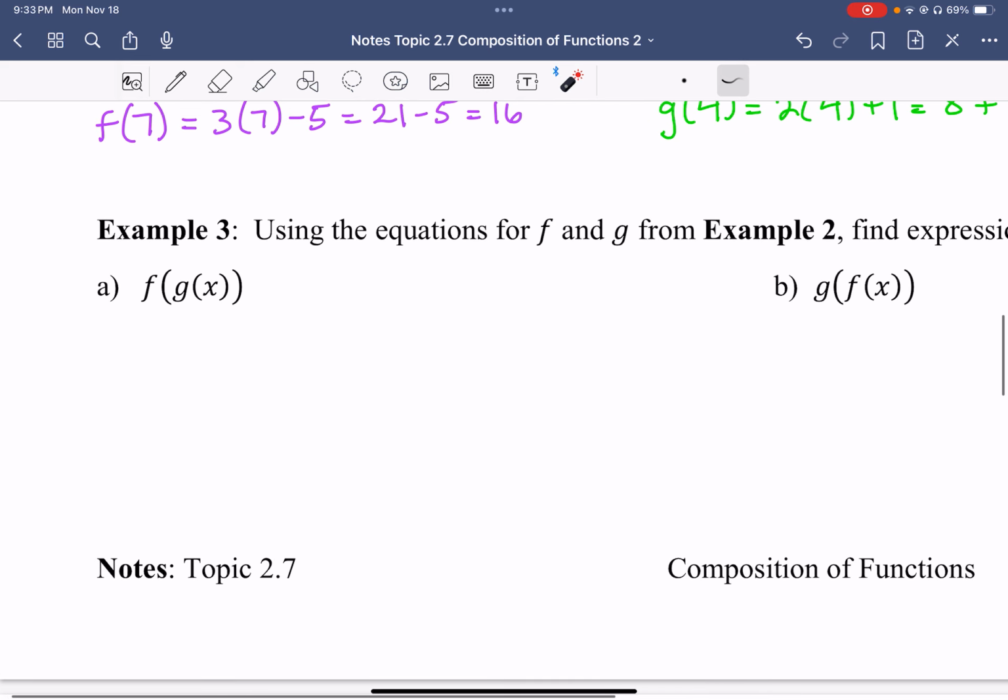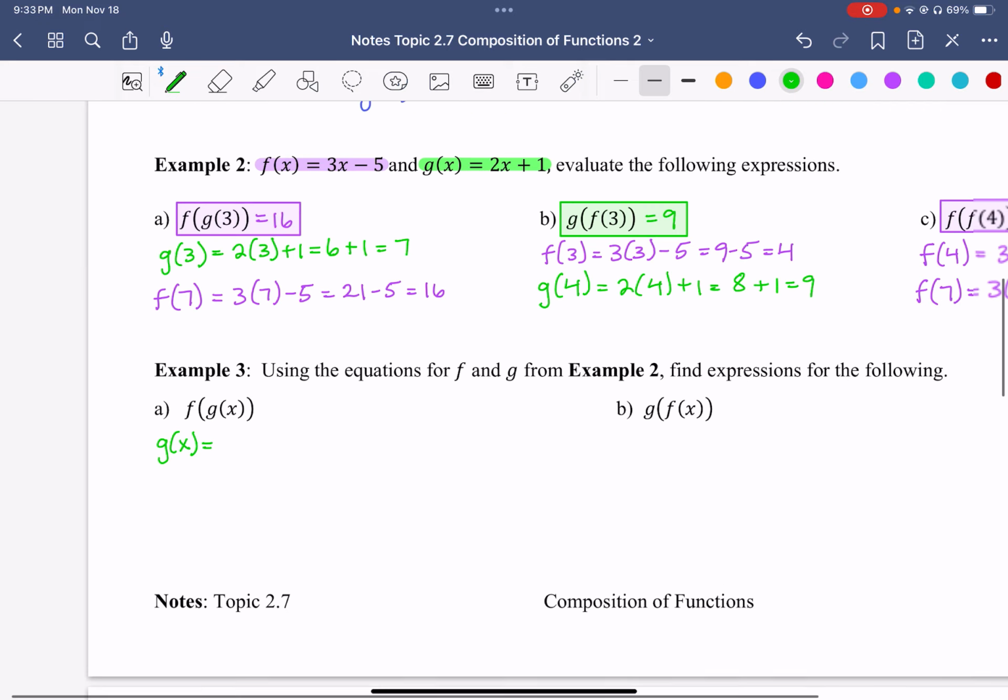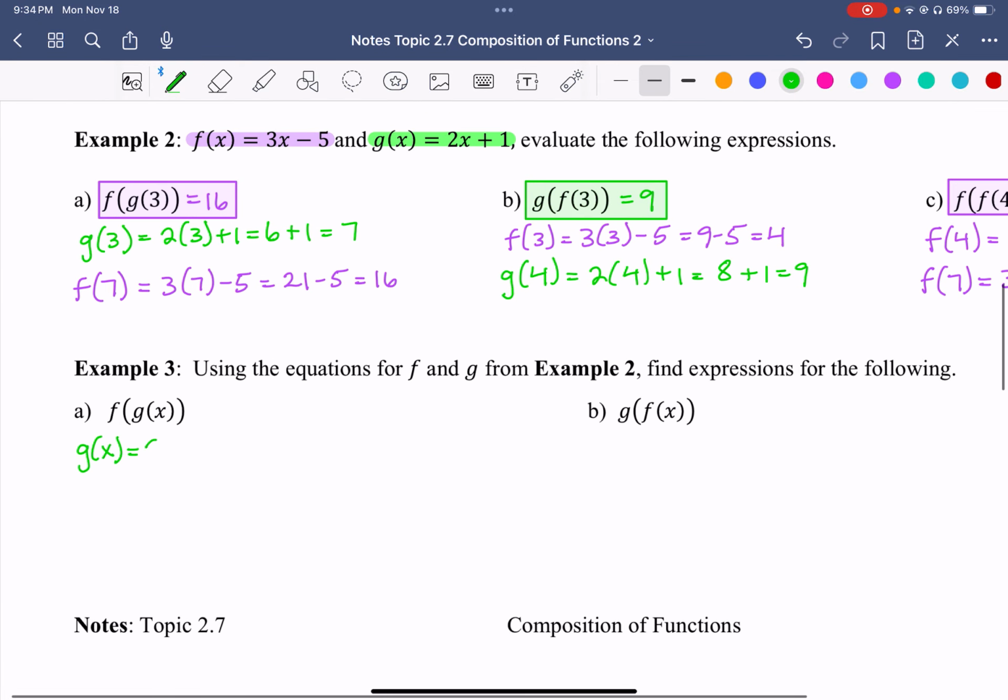So first we're going to do f of g of x. Okay. The inside function is g of x. Now I'm not plugging anything in, but I will write the equation for g of x, which is 2x plus 1. That whole expression, they want me to plug it into f. So we're going to do f of 2x plus 1.